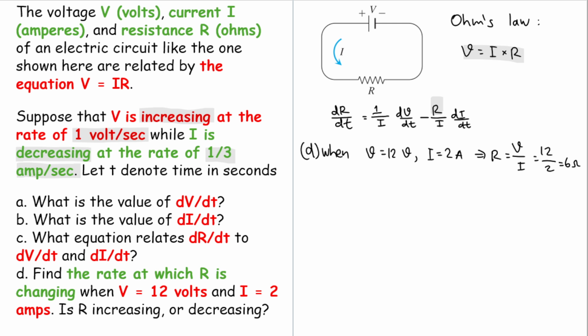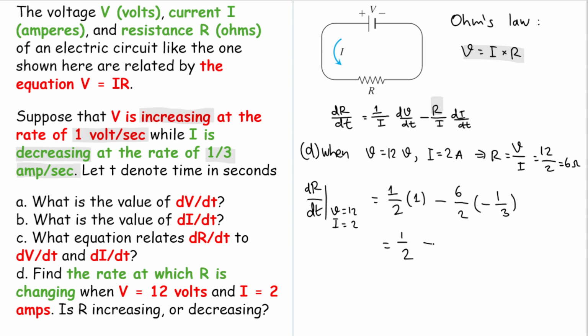Let's plug that into the formula. dR/dt when V is 12 and I is 2 equals 1 over I, so 1/2, times dV/dt, which is 1, and then minus R, which is 6 ohms, over I, which is 2 amperes, times dI/dt, which is minus 1/3. Now this term is 1/2, and then minus 6 over 2, which is 3, and 3 multiplied by 1/3 is 1. So I have 1/2 plus 1, which equals 1.5.